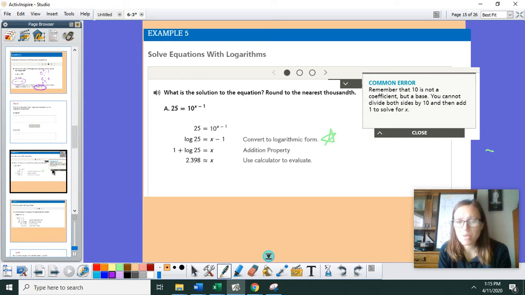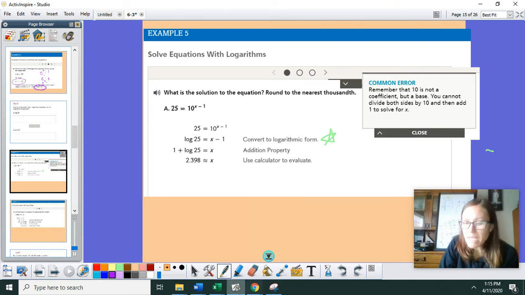Again, we have to rewrite this because we're given 10 raised to a power. We're saying, okay, what is that power? We know that there's a minus 1 there, but what is that power? So we rewrite it. Once we do that, we solve for x just like normal. So we have 1 plus log of 25 equals x. And you're like, well, how did that get to 2.398?